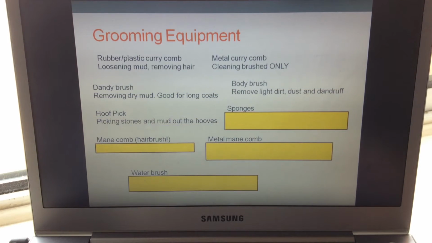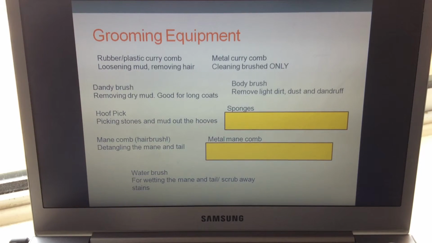Again, I had a technical issue with the sponges box and the metal mane comb box, which were not disappearing. Again, if I had more time, this would have been checked twice over to make sure that the formatting was correct. There was, I think, about one student that got one of these answers wrong. It was in regards to the sponges.